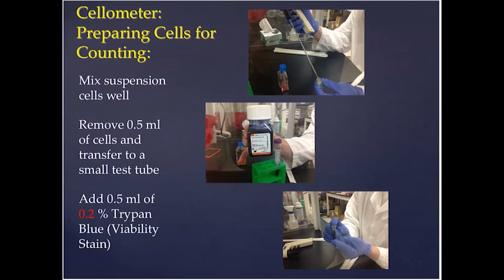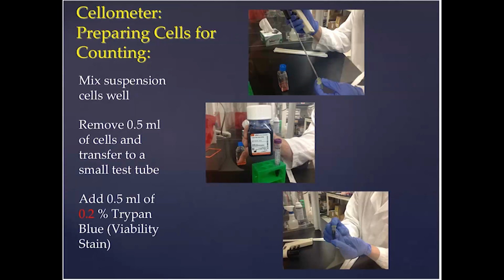How do you have to prepare the cells to get them ready for the celometer use? First of all, same as you do a hemocytometer enumeration, you would have to mix the cells well. Again, if they're suspension cells, that is usually no problem. It's easy to do. Then you remove half a ml of cells, transfer them to a small test tube, add half a ml of trypan blue. In this case, we use a different concentration of trypan blue. It's a little bit less than we normally do when we do a hemocytometer count.